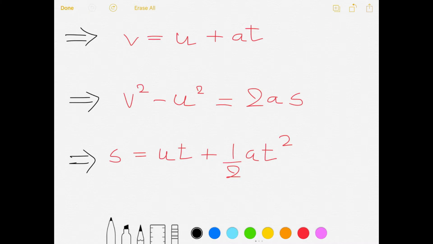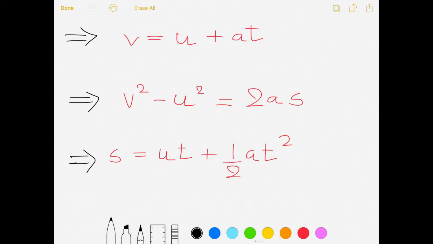The first one says that V is equal to U plus AT. The second equation says that V square minus U square is equal to 2AS. And the third equation says that S is equal to UT plus half AT square.